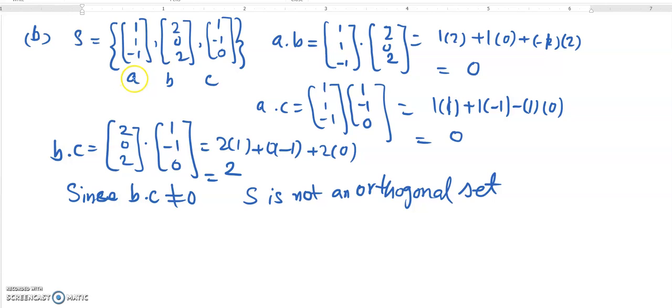So A dot B and B dot C. That means if any of the combinations is not equal to 0, then we will say that the whole set is not an orthogonal set. Although A and B are orthogonal, A, B and C together are not orthogonal.